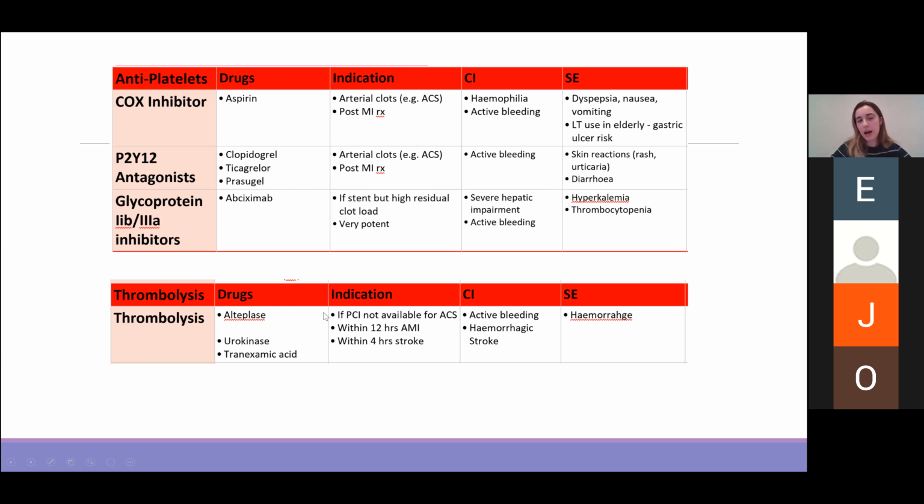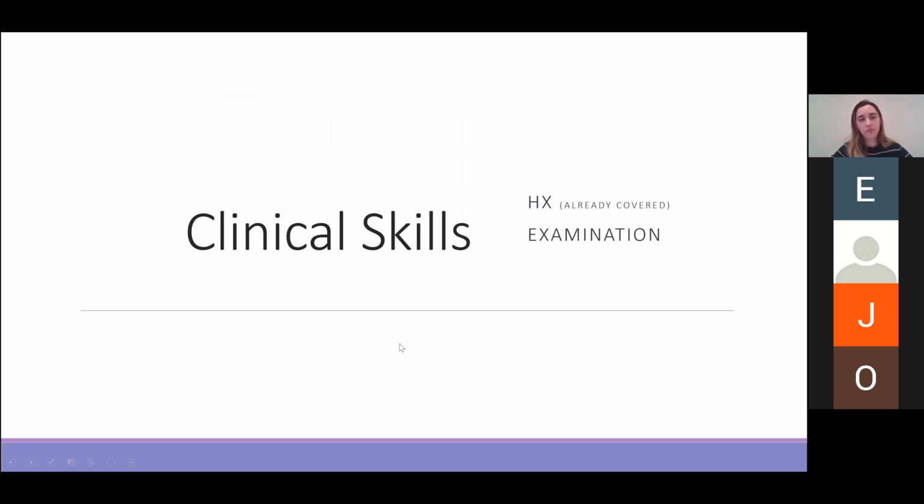Thrombolysis is for if someone's having a heart attack and they can't go to the cath lab because they may be in a rural location, or if someone's had a heart attack within 12 hours, you can do that. Or stroke, not hemorrhagic stroke, obviously, ischemic stroke, you can use thrombolysis within the time frame of 4 hours.